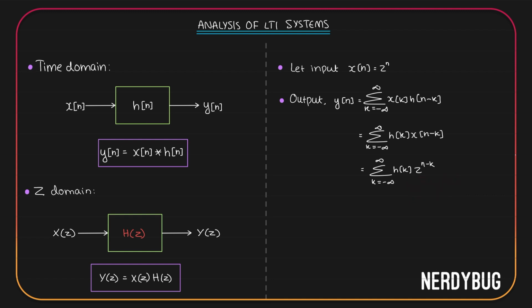Let us do that. The summation is with respect to the variable k, so z raised to n can come out of the summation. We know it doesn't matter what we call the variable to which we are giving the limit, so for more clarity, let us call it n. Now what I have over here is basically just the z transform of h of n, that is h of z. So the output y of n is simply z raised to n multiplied by h of z.